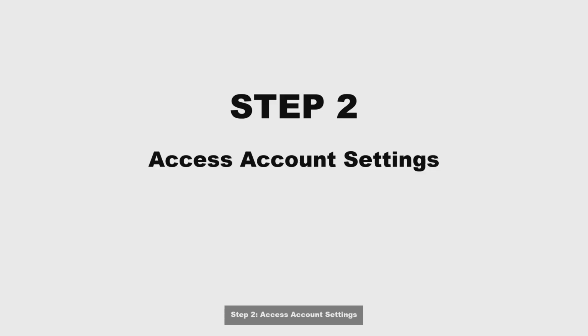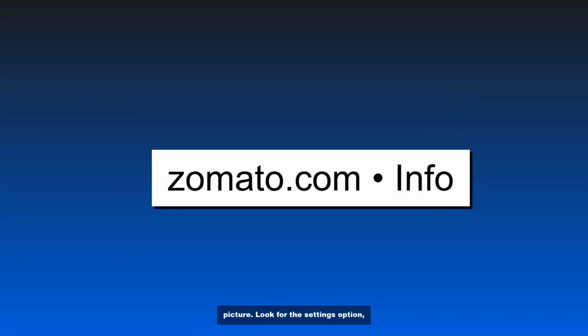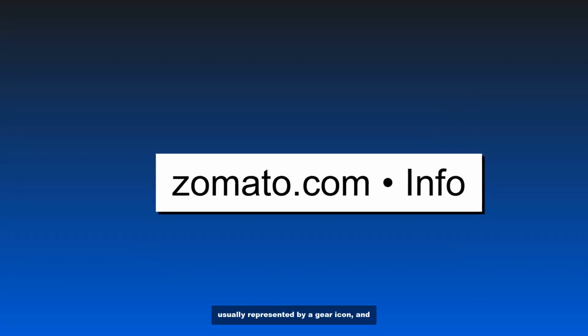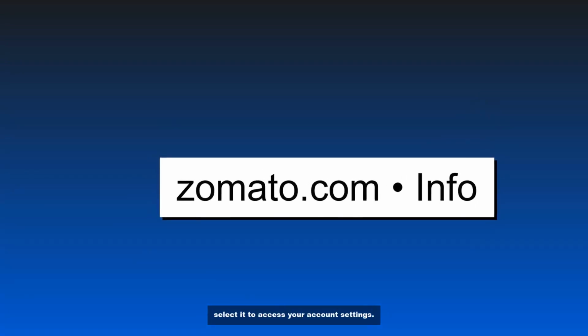Step 2. Access account settings. Once logged in, navigate to your profile by tapping on the user icon or your profile picture. Look for the settings option, usually represented by a gear icon, and select it to access your account settings.